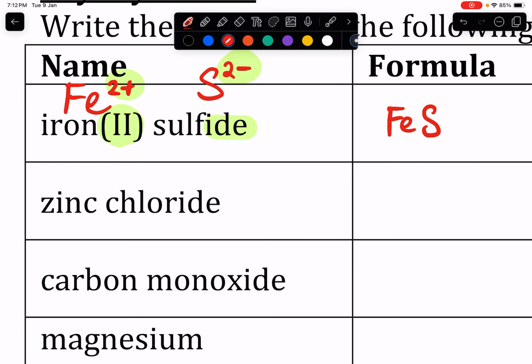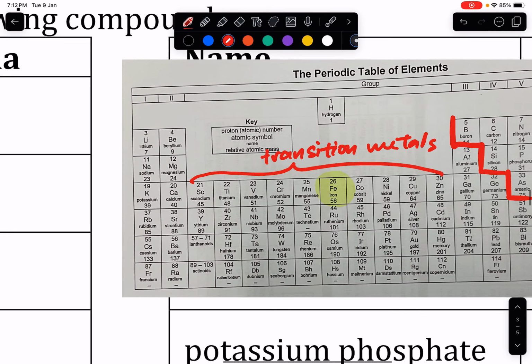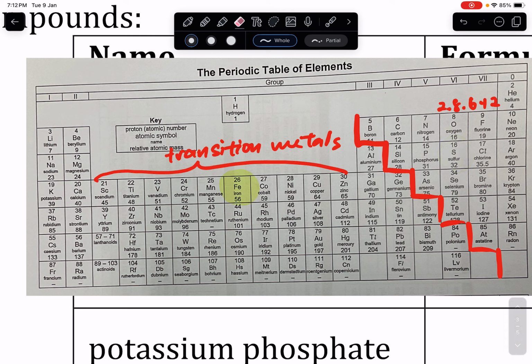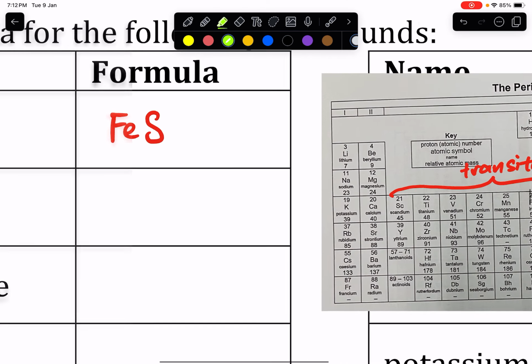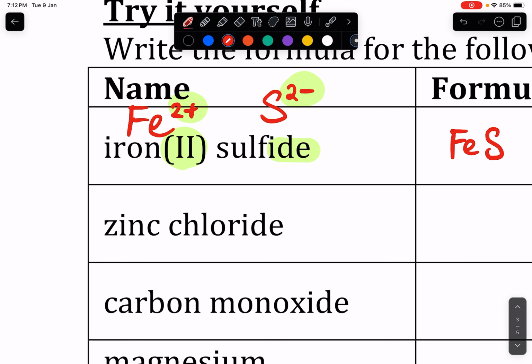Question 2 on zinc chloride. So let's look at the periodic table again. Zinc can be found over here, and chloride is found here. So we see that again zinc is a transition metal, but this time they did not provide the brackets to tell me what charge it is. So zinc is one of the cases where I have to memorize, along with silver. Zinc typically forms Zn 2 plus, while silver forms Ag plus. So I know that zinc is Zn 2 plus.